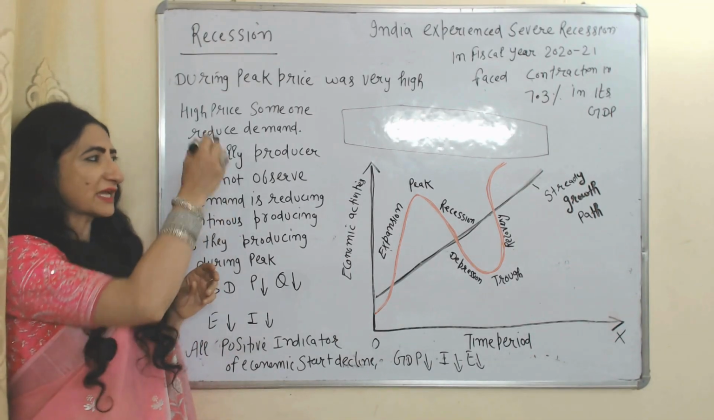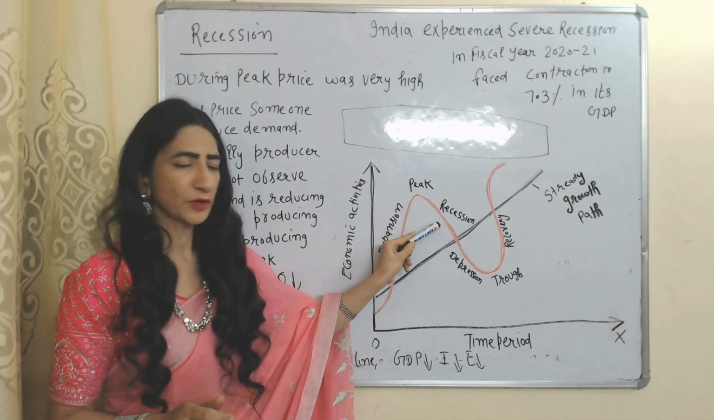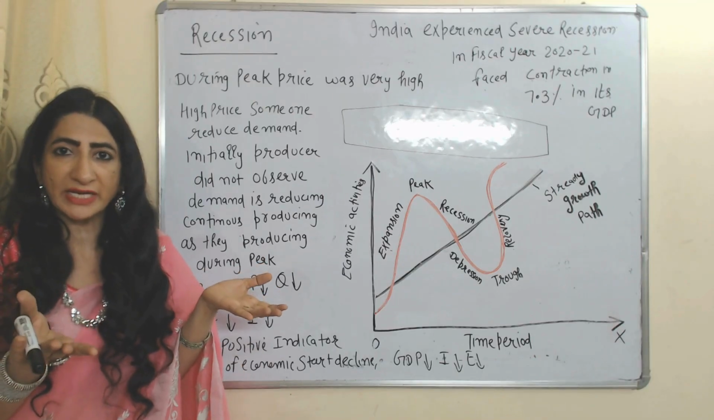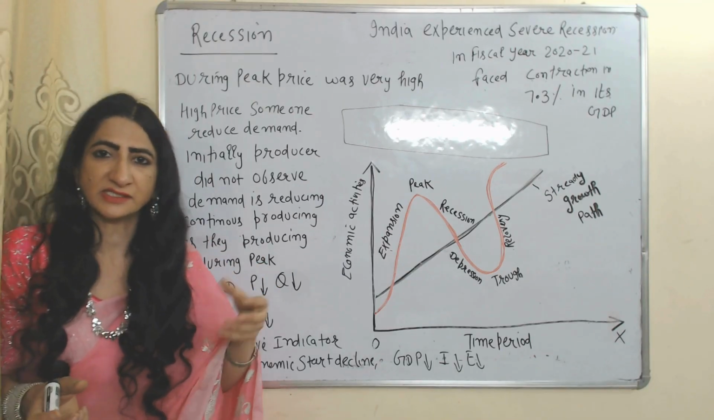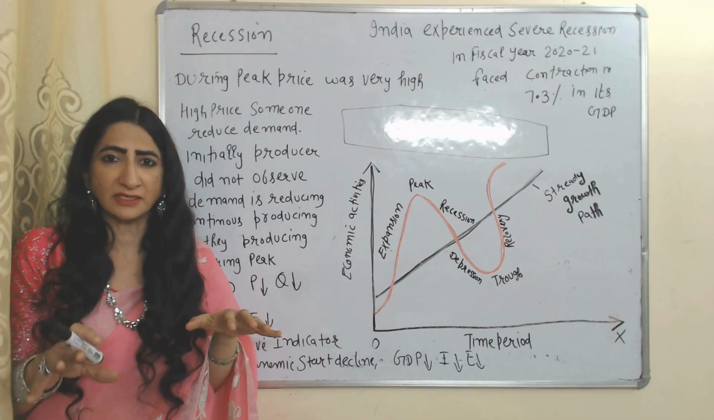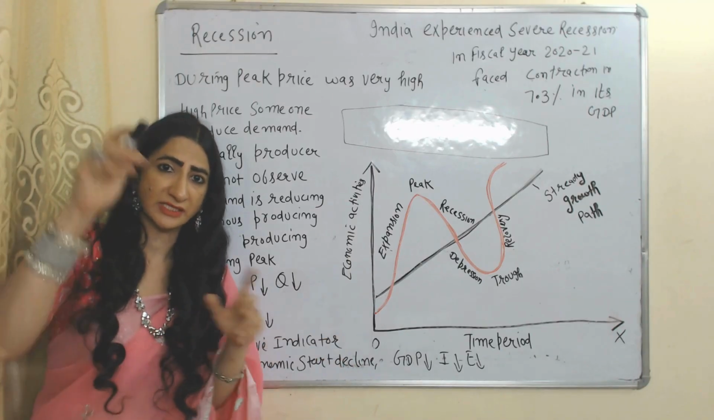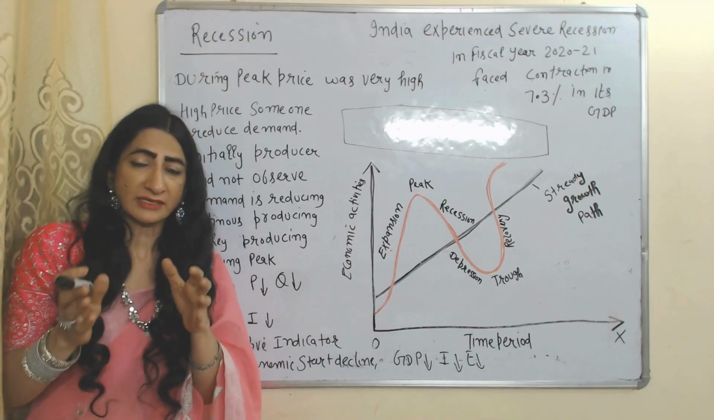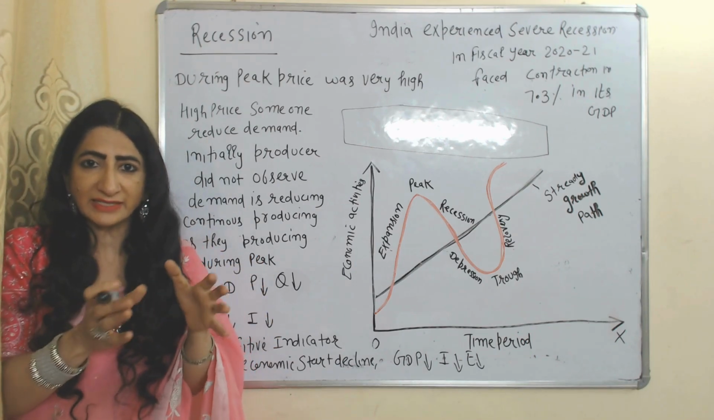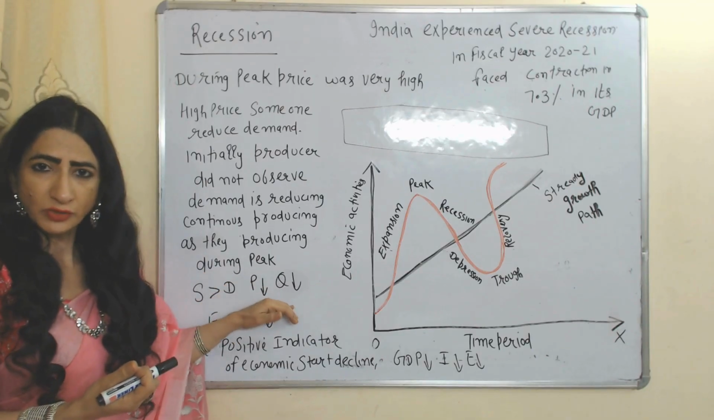The next phase of business cycle is recession. Expansion is followed by peak, peak is followed by a recession. As we know, during peak prices were very high. These high prices somewhat reduce demand. Initially producers didn't observe demand was reducing, and they were continuously producing as they were producing earlier. As a result, supply becomes higher than demand. When supply exceeds demand, that means prices fall. When prices fall, output falls.